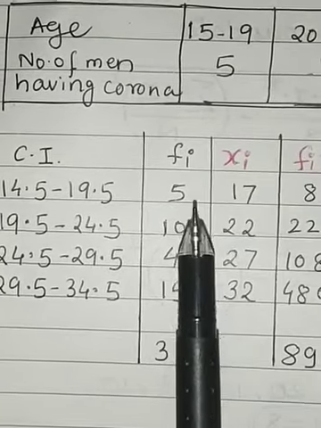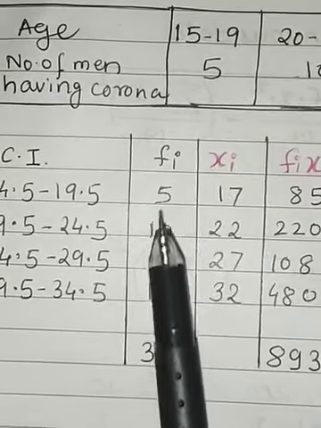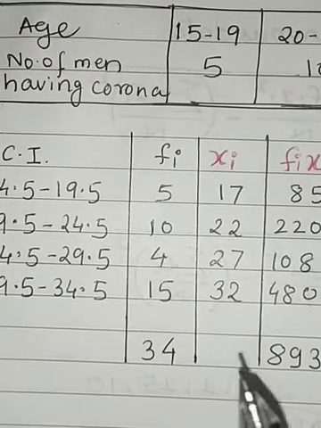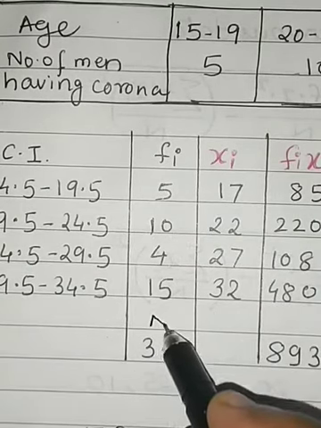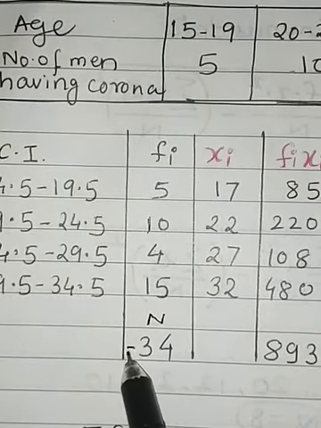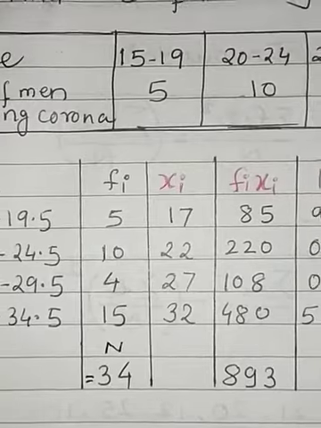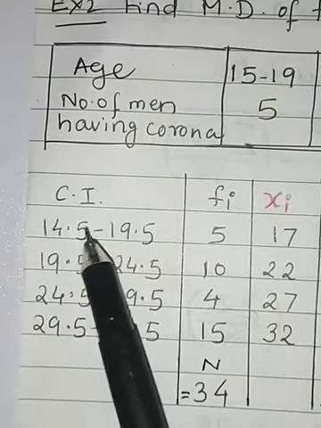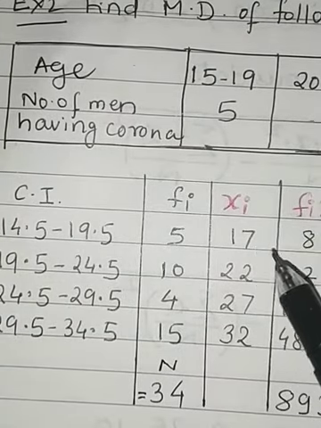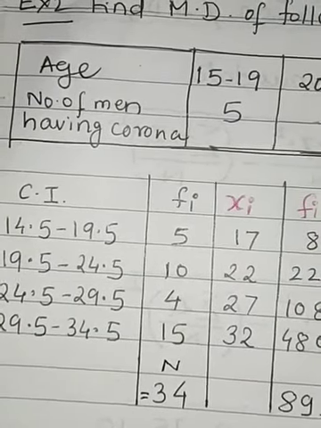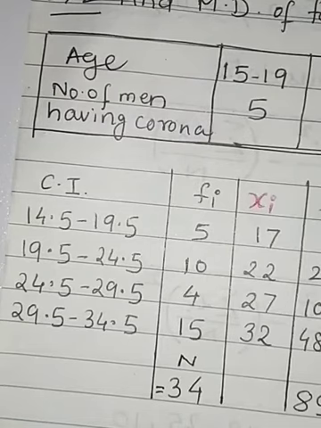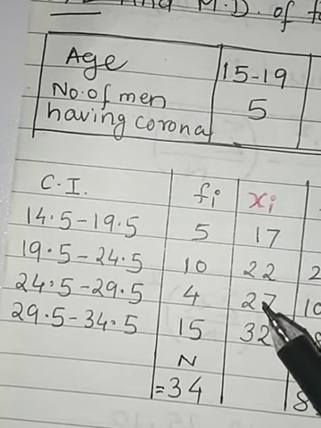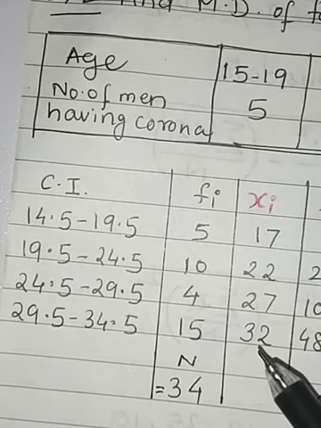Okay. Fi as given we have written here. We are taking the sum at the bottom, which is 34. This is actually n. Then xi is the midpoint of every class interval. So take the midpoint of this, that will be 17. The next class interval has midpoint of 22. The next one has midpoint 27. The next one has midpoint 32.